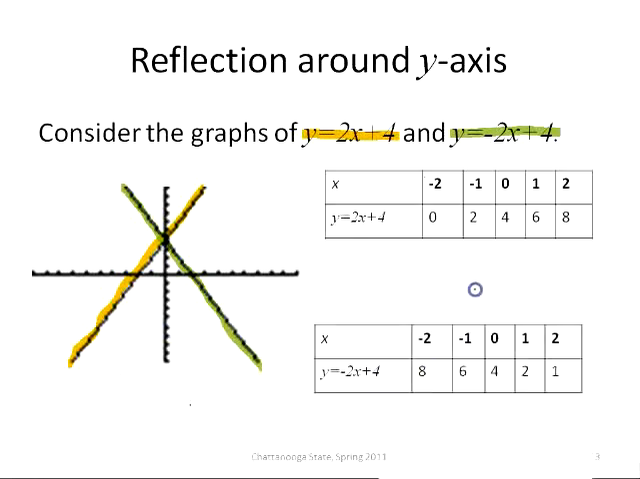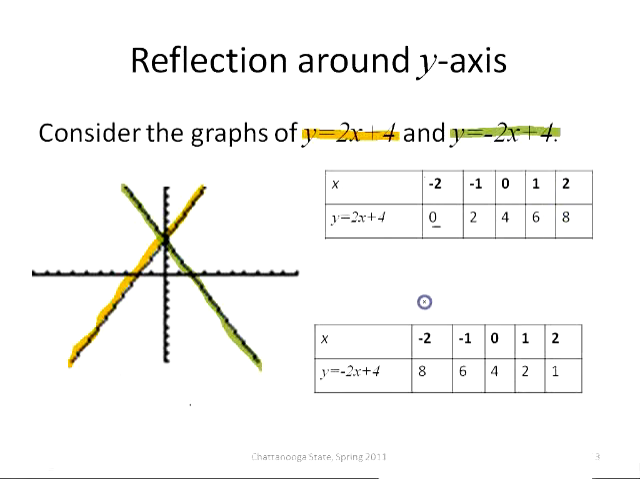Let's look at the table of values for each of these. Here, notice that I've used x values of negative 2, negative 1, 0, 1, and 2. My y values are 0, 2, 4, 6, and 8. That's my original function. That's my yellow function. If I want the reflection around the y-axis, what that's going to do is basically reverse the sign of the x-coordinates. So the negative 2 that was paired with a 0 to begin with is now going to be paired up with the same number as the positive 2 was.